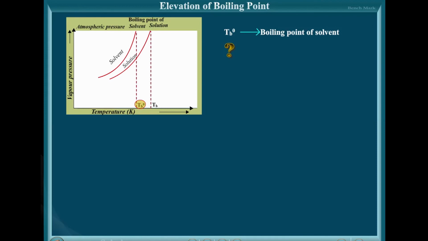So here TB naught is the boiling point of the solvent. TB is the boiling point of the solution. Sorry, here it is written solute, it is solution. Elevation in boiling point. What is the elevation? That is the difference. Delta TB is represented as delta TB is equal to the higher one, TB, minus TB naught.